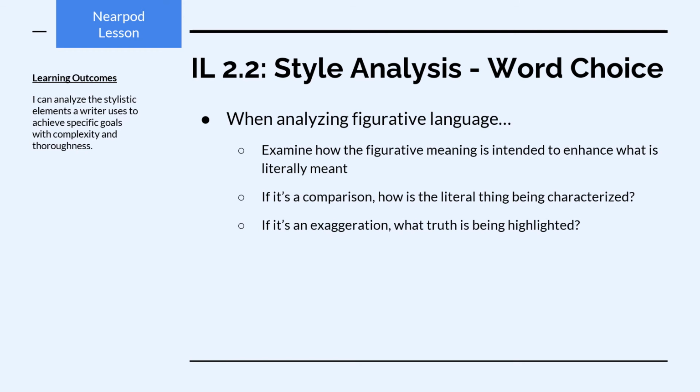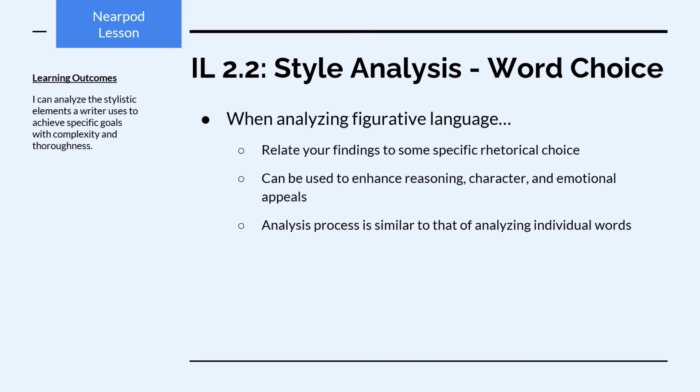So if it's a comparison, ask yourself, how is the literal thing being talked about characterized by the figurative thing it's being compared to? If the writer's making an exaggeration like understatement or hyperbole, ask yourself what truth is being highlighted about the literal thing through this exaggerated figurative language. Next, you want to relate your findings to some specific rhetorical choice. Figurative language, like analyzing individual words, can be used to enhance reasoning appeals, character appeals, and emotional appeals. It can really just be used for anything.